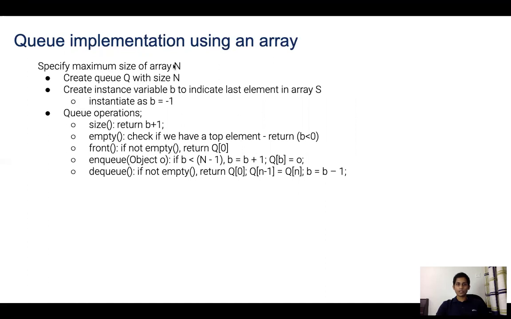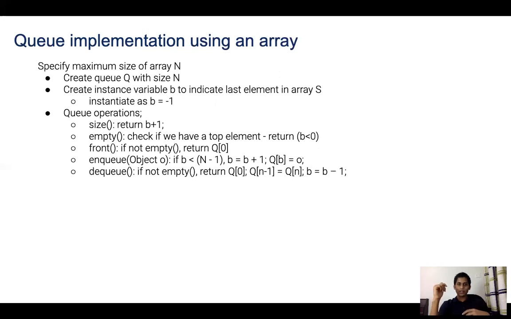For the queue implementation using an array, similar to a stack, we'll create an array, a queue of size n, and then we'll instantiate a variable b, for back, to indicate the last element in the array. b is going to equal -1 initially, because initially there's nothing in the array. The operations will be size, empty, front, enqueue, dequeue. Size will basically return b plus 1. Since we're tracking the backmost element in our queue, b plus 1 will return the size of the queue.